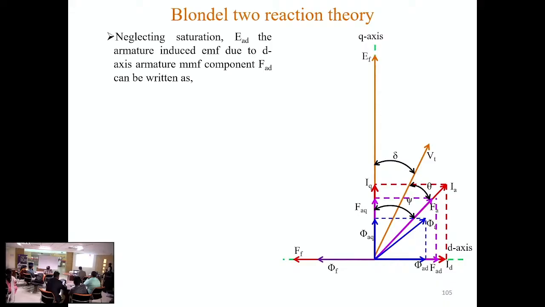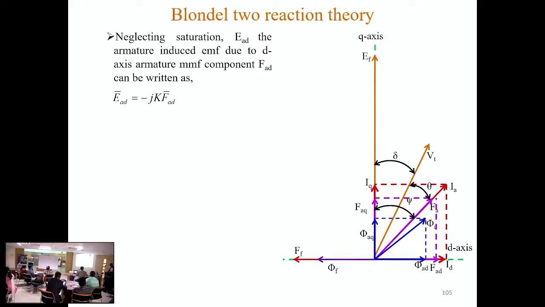So neglecting saturation, EAD, the armature induced EMF due to D-axis armature MMF component FAD, can be written as this one. See, the logic is the same. Earlier we have used this concept. In case of cylindrical rotor machine, it was EAR is equal to minus JK FAR. Armature reaction MMF to armature reaction induced EMF.